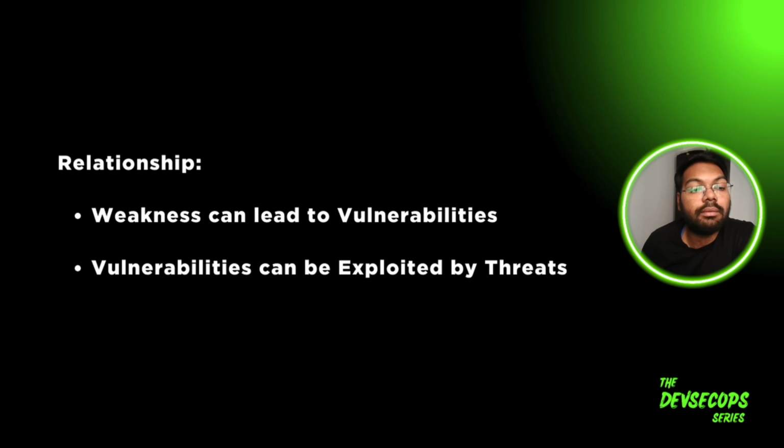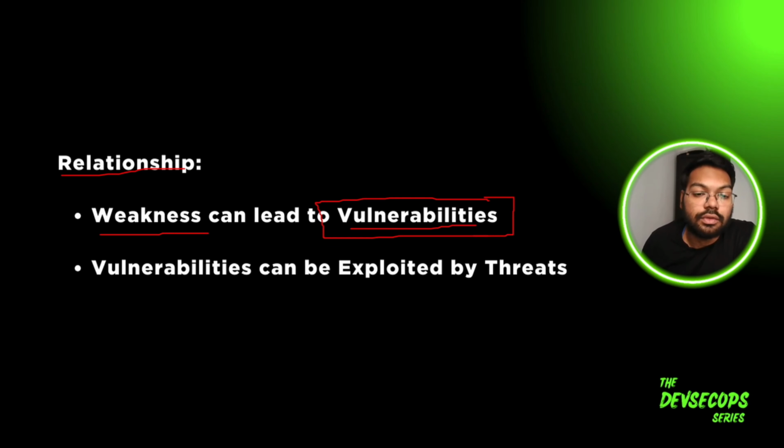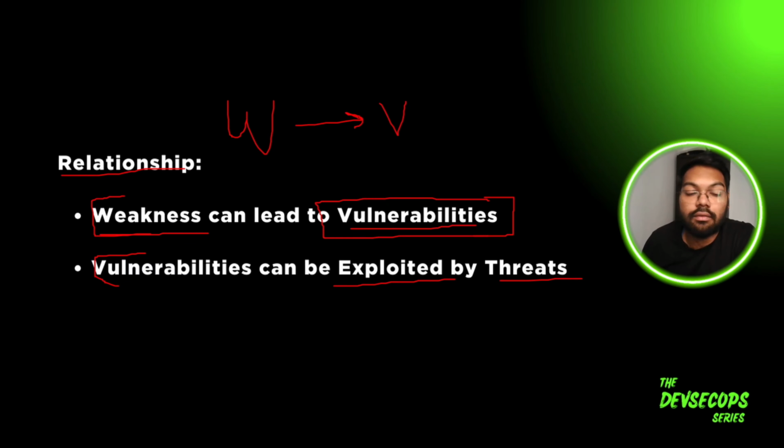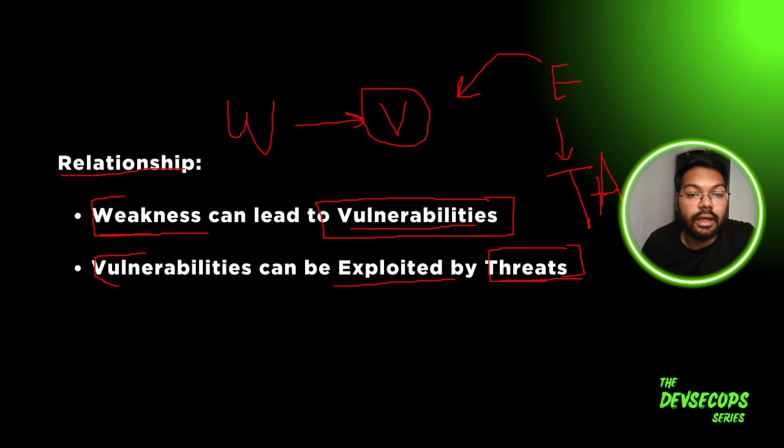Next, we will be looking at the relationship between these few keywords. A weakness can lead to vulnerability. A vulnerability, as I mentioned, is susceptible to any compromise, right? A weakness can lead to vulnerability. Vulnerabilities can be exploited by threats. So that is how it goes. Weakness causes vulnerability, and then these vulnerabilities are being exploited by whom? By the threat actors, a potential danger. So that is how they relate to each other.